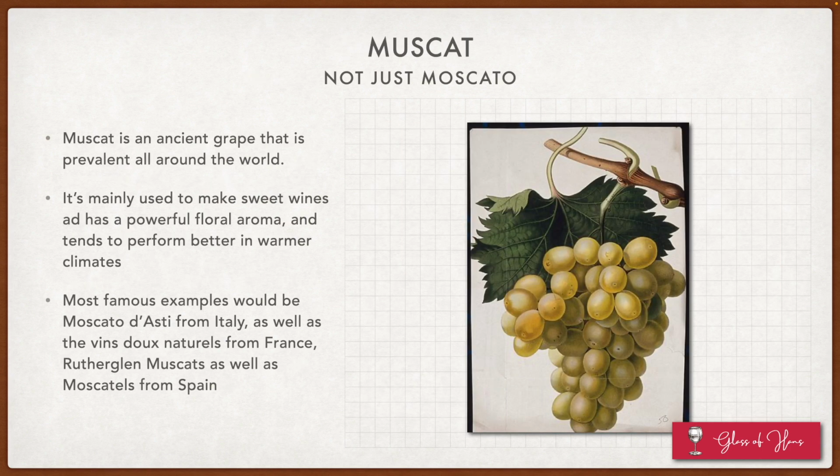And then we have the Muscat grape, which is not just for Moscato. Muscat is an ancient grape, just like Pinot Noir, that is prevalent all around the world. It has a very strong floral aroma and tends to perform better in warmer climates. The most famous example would be the Moscato d'Asti from Italy, as well as the Rutherglen Muscat from Australia, as well as Vin Doux Naturel from France, and the Moscatels from Spain.